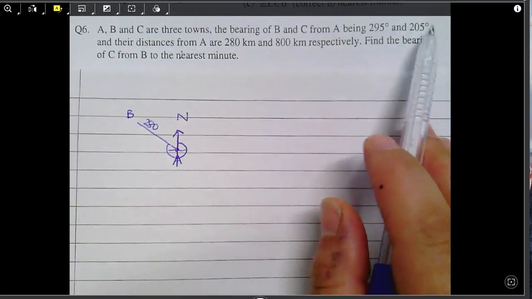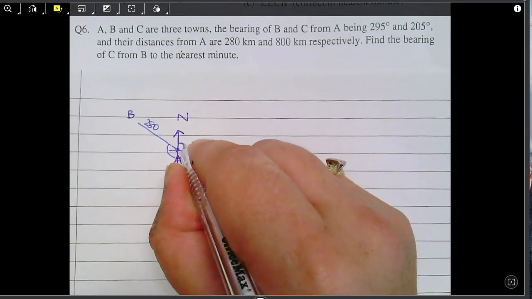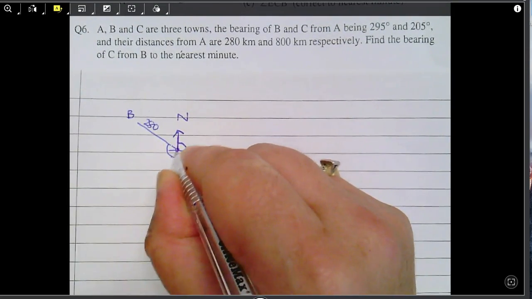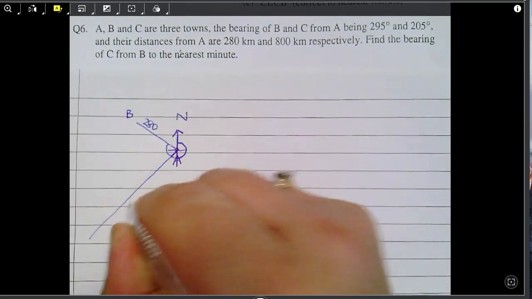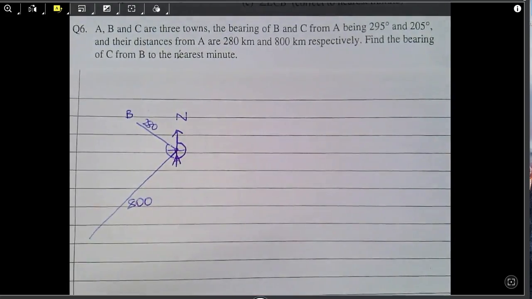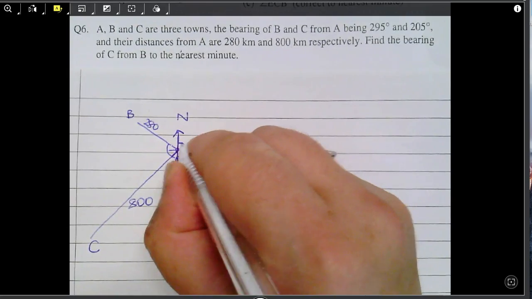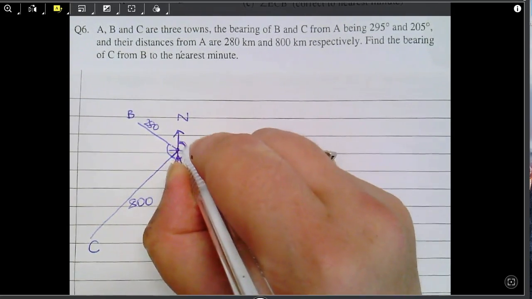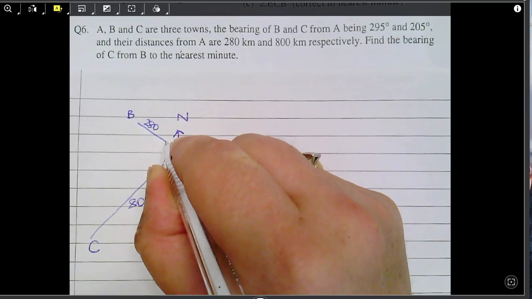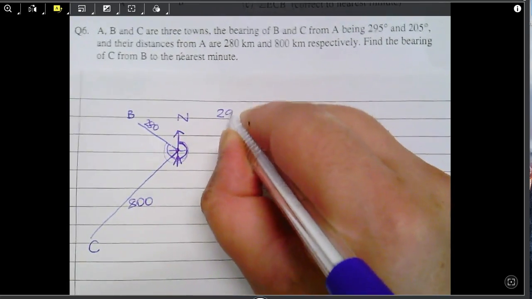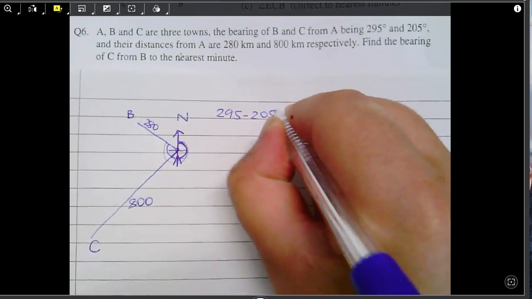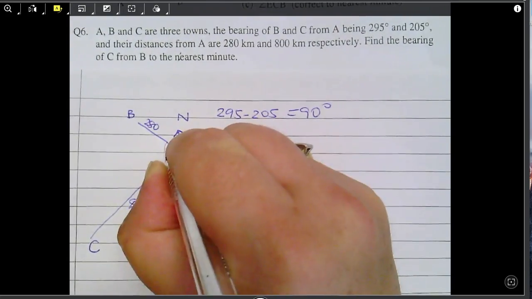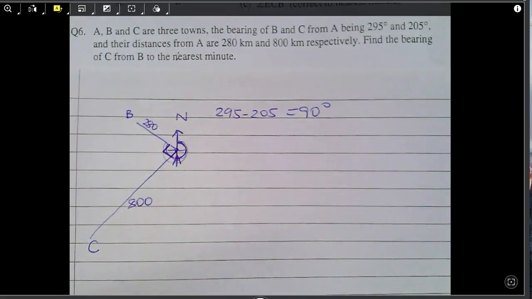And the bearing of C from A is 205. So I've got 90, 180, 205 would be down here somewhere. And this is a longer distance of approximately 800 kilometres. So this is C down here. Now, if one bearing is 205 and the other bearing all the way is 295, then the angle in between is 295 minus 205, which is 90 degrees. In other words, I've got a right angle in between.